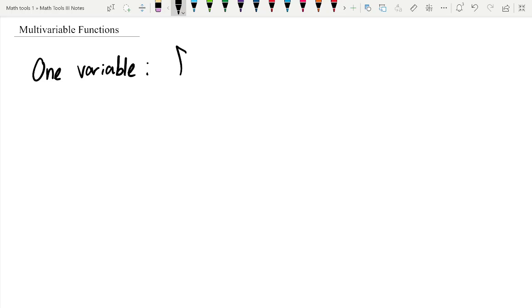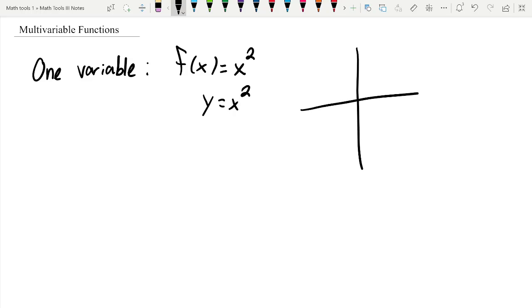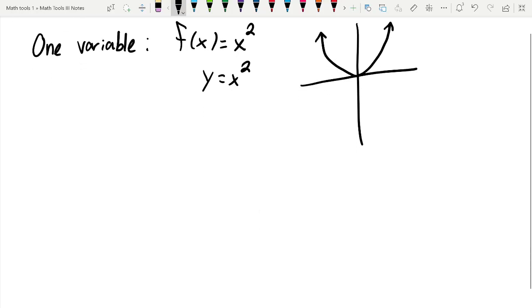So this would be just something like f of x equals x squared or whatever, right? So the idea is that when we say that there's one variable, we mean that there's one independent variable, right? So we would define this as like y equals x squared. And from that, we could make a graph. We could get a set of points, right? Well studied at this point.